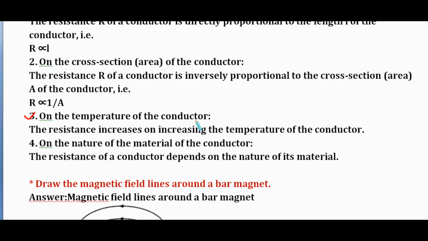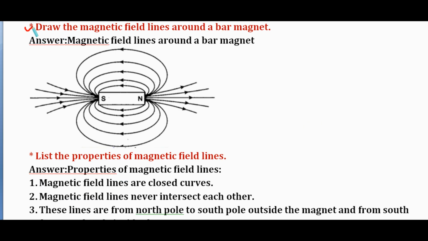Now, on the temperature of the conductor, the resistance increases on increasing the temperature of the conductor. On the nature of material of the conductor, the resistance of conductor depends on the nature of its material. Now question, draw the magnetic field lines around a bar magnet. Magnetic field lines around a bar magnet are shown here. They start from north and end at south. And you can draw many more lines.